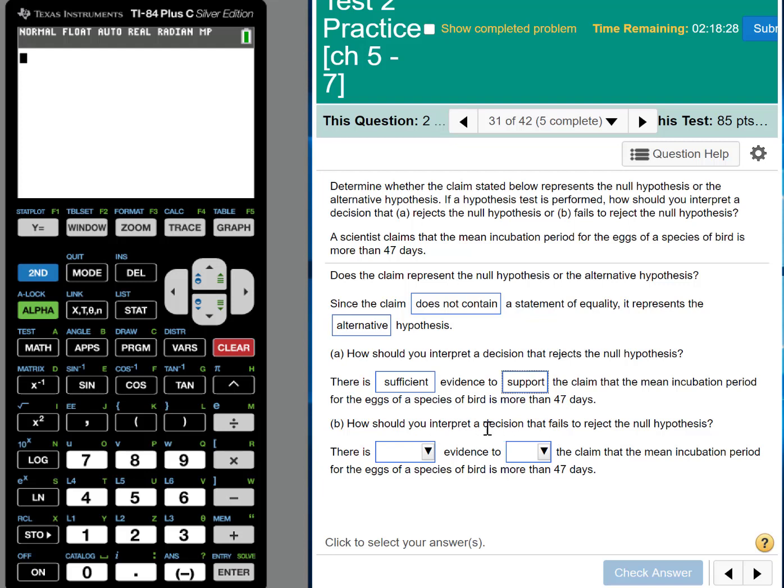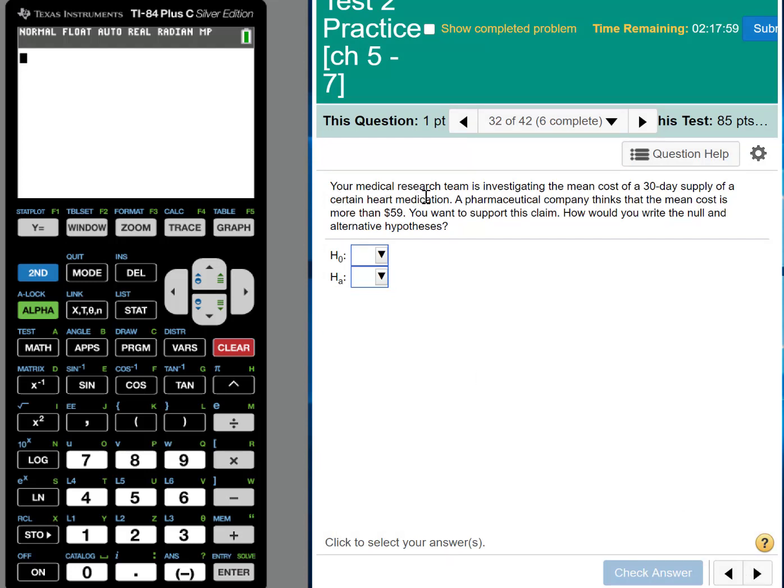How should you interpret a decision that fails to reject the null hypothesis? If you fail to reject the null hypothesis and the claim is in the alternative, then you don't support the claim. Insufficient evidence to support the claim. I have this summary with the 4 scenarios that I made available to you. Check it out in the week 10 page on how to state the conclusion.